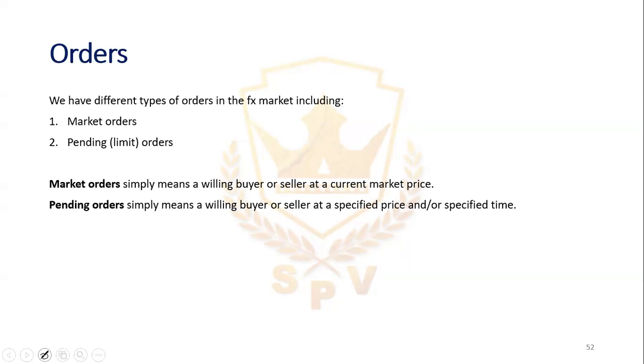So in the foreign exchange market, we have different types of orders that we can execute as traders. We have market orders and pending or limit orders. If you're executing a market order, it simply means you are willing to buy or sell at the current market price. So you enter a position in your trading account based on the current market price. You look at the current market price, you see that price would maybe rise or fall, and there is where you enter your trade.